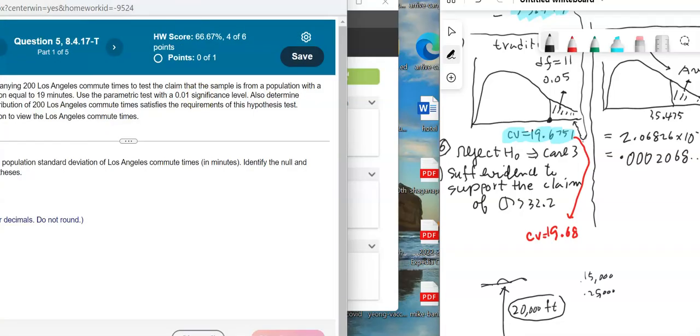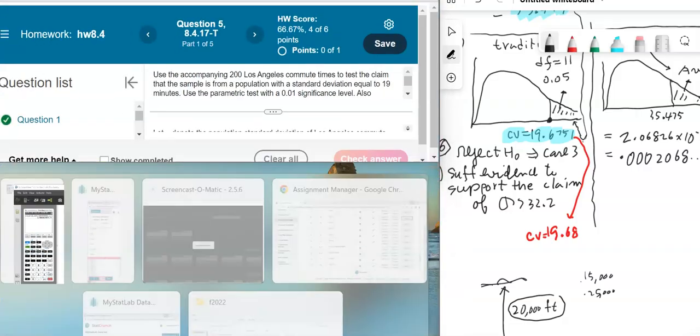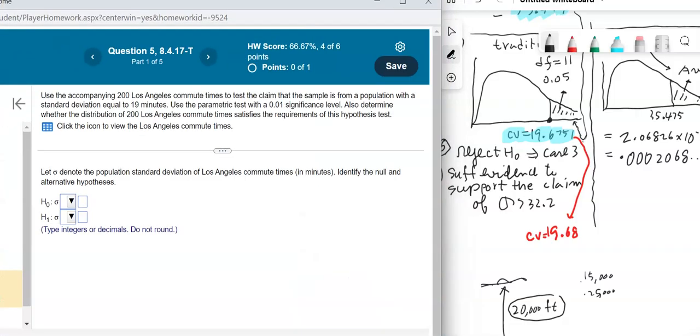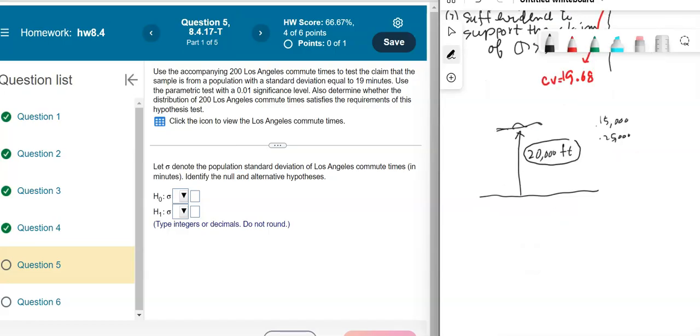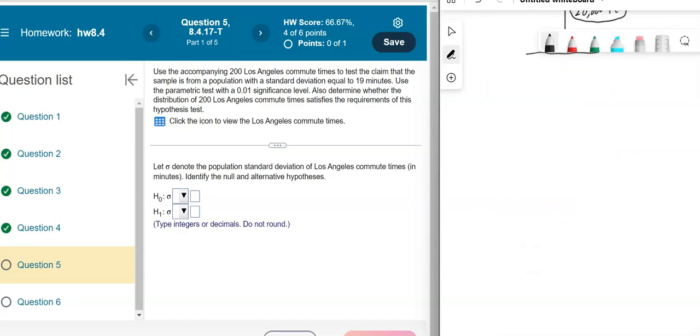Okay. Here, let me just bring it over. This is question number 5. The accompanying 200 Los Angeles commute times are used to test the claim that the sample is from a population with standard deviation equal to 19. So this is two-tailed now.